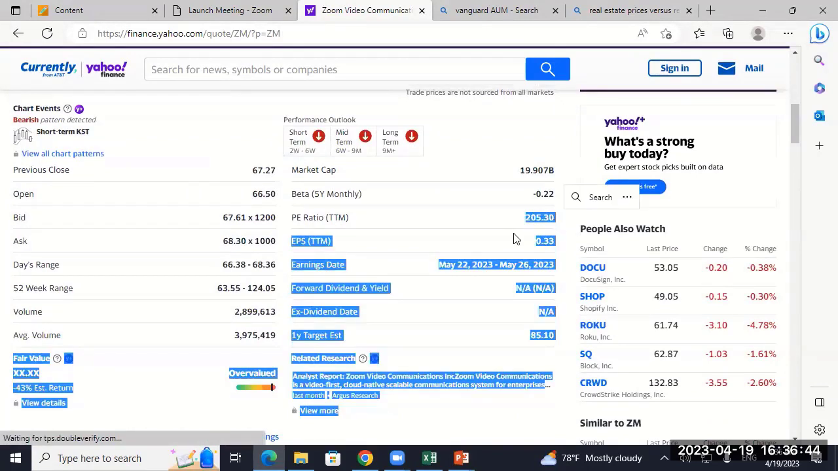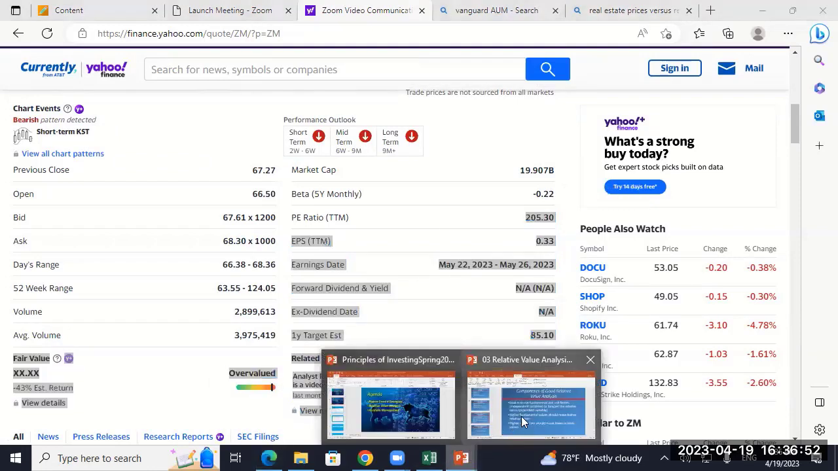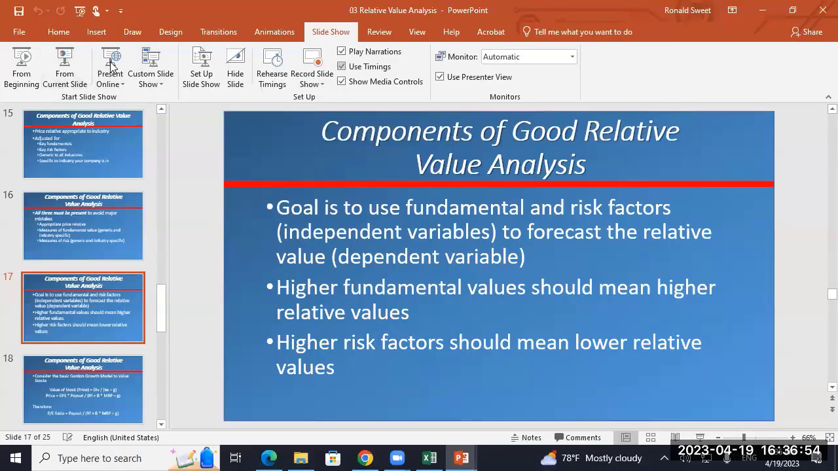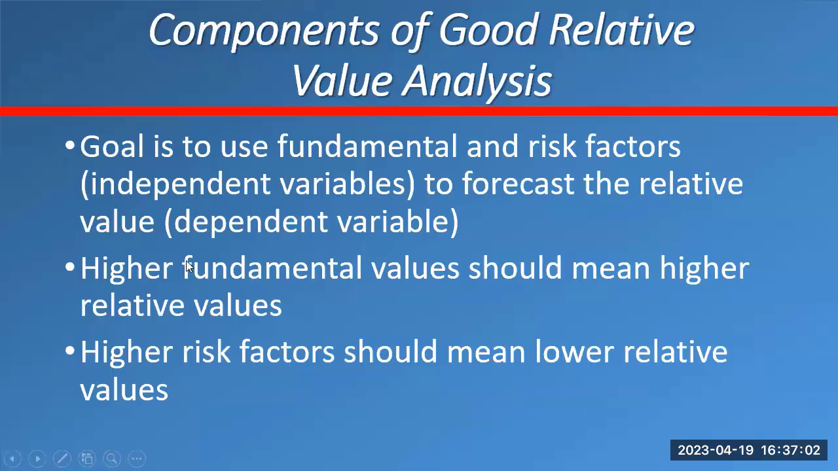Here's a PE ratio of 205. Why is Zoom a 205 PE ratio? Because it's a high growth company, not because it's low risk, it's high growth. So you have to put those both in there. If you don't do that, then you may be finding a company that you think is cheap, but it's not cheap.